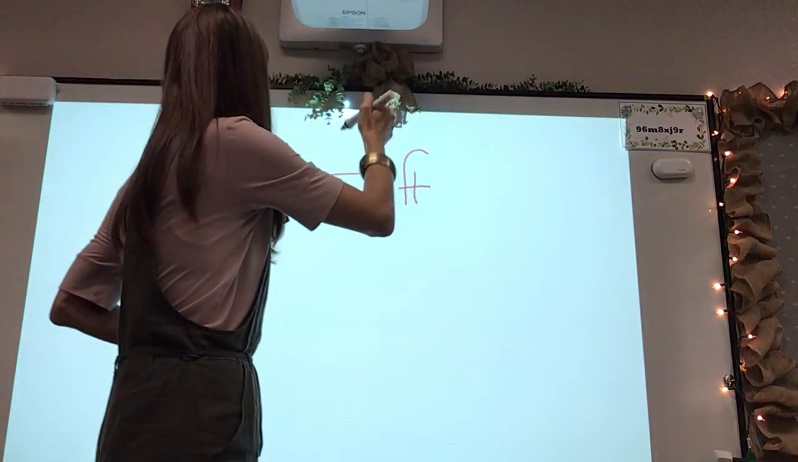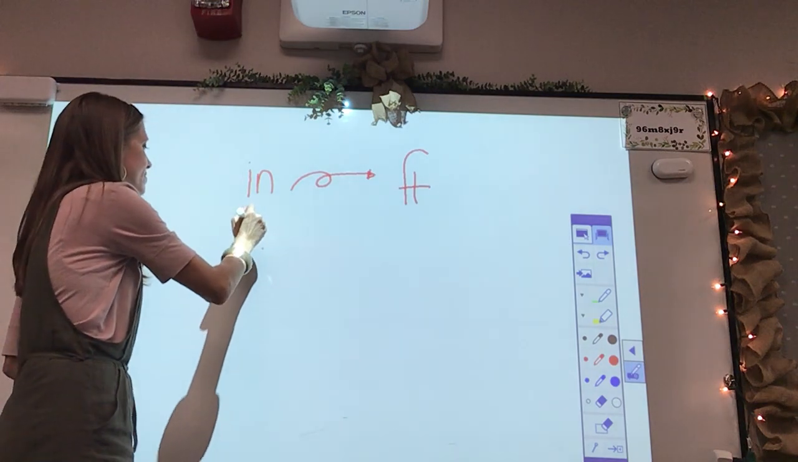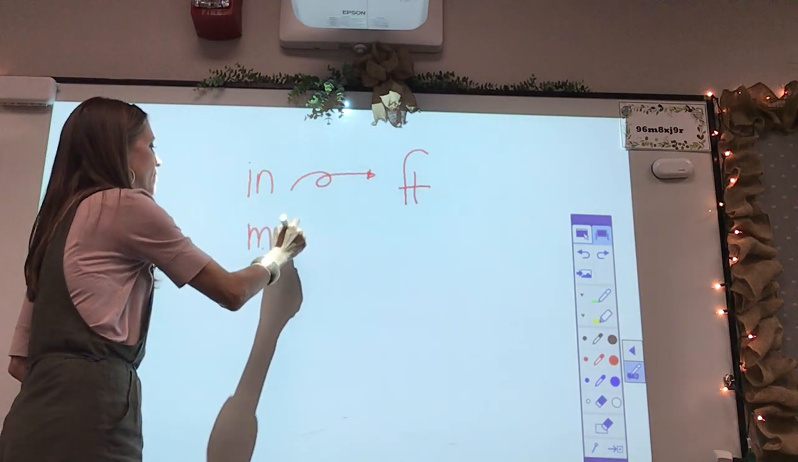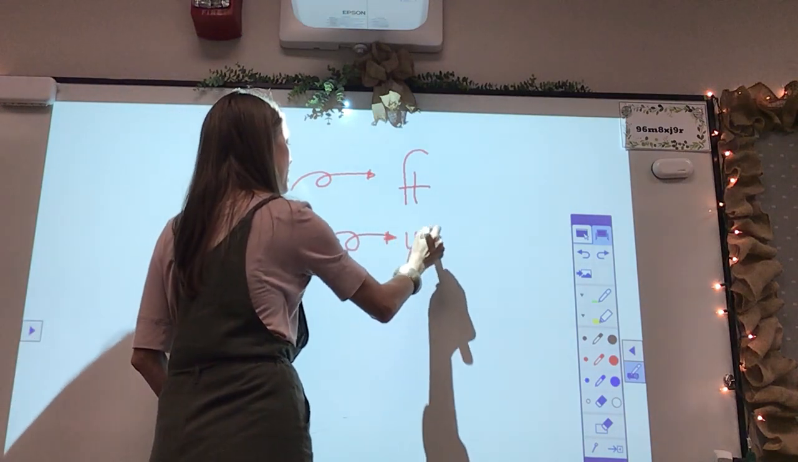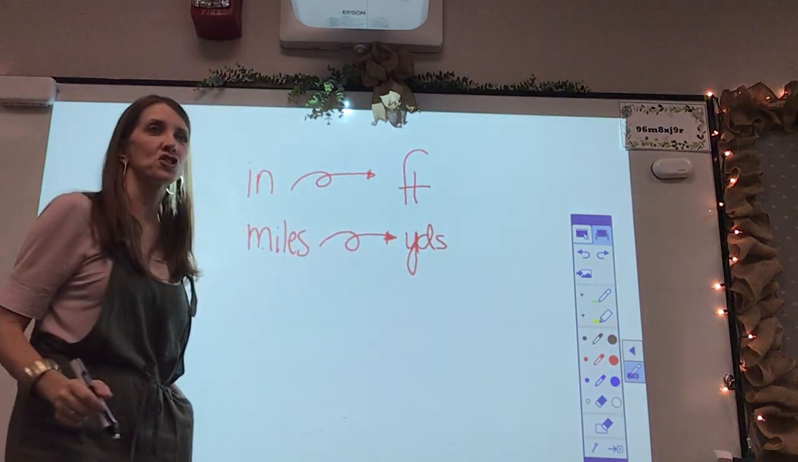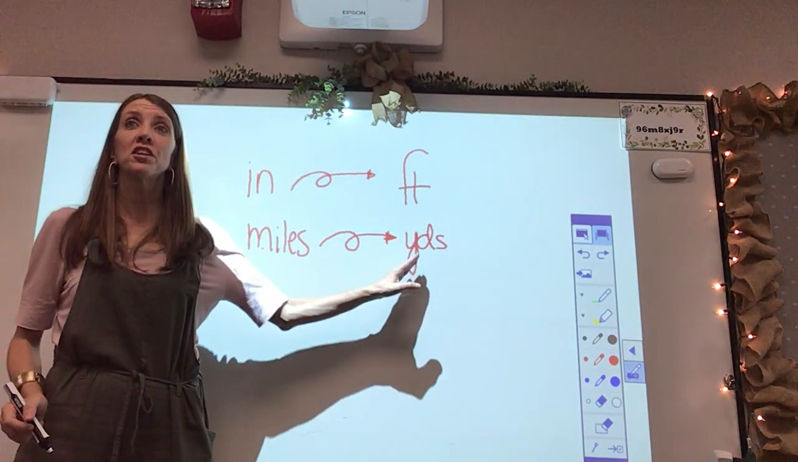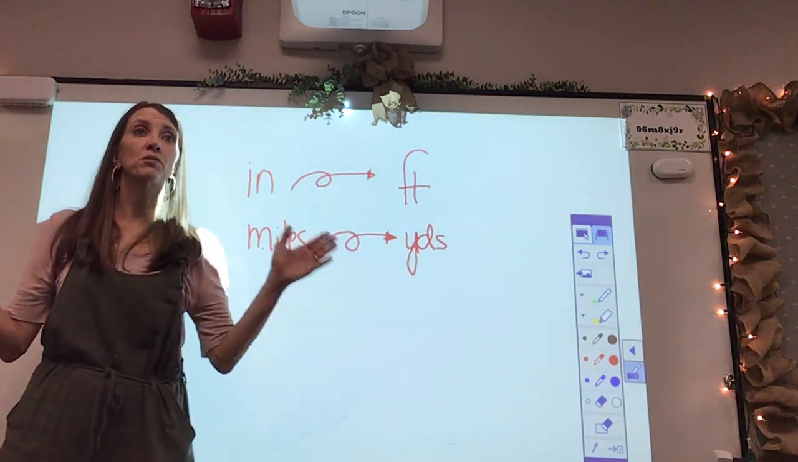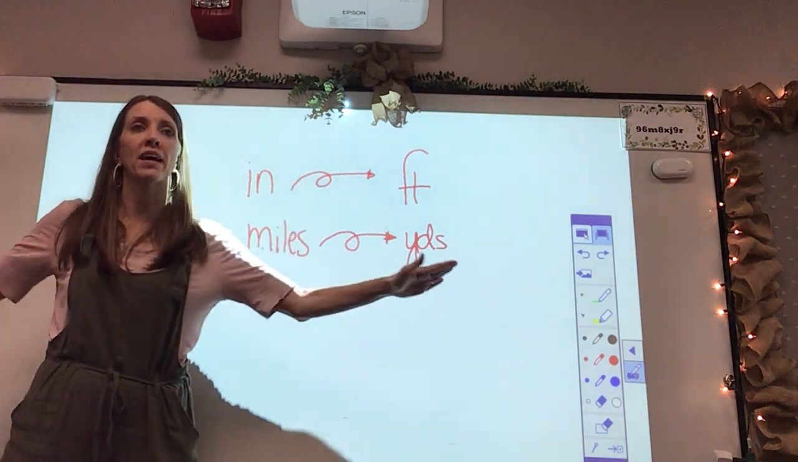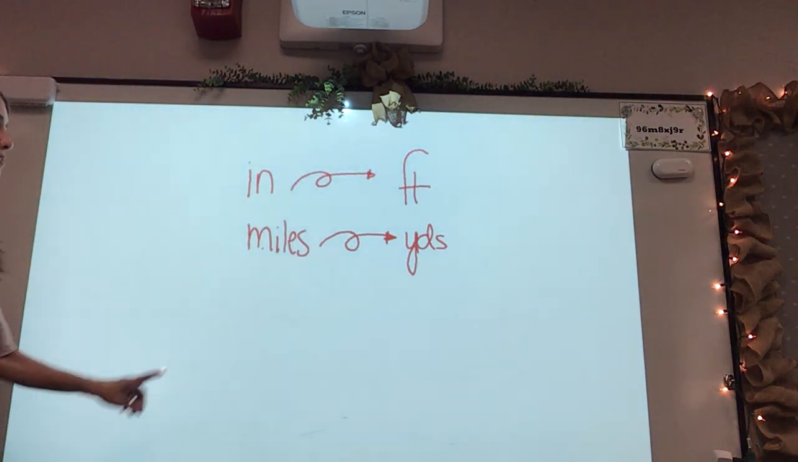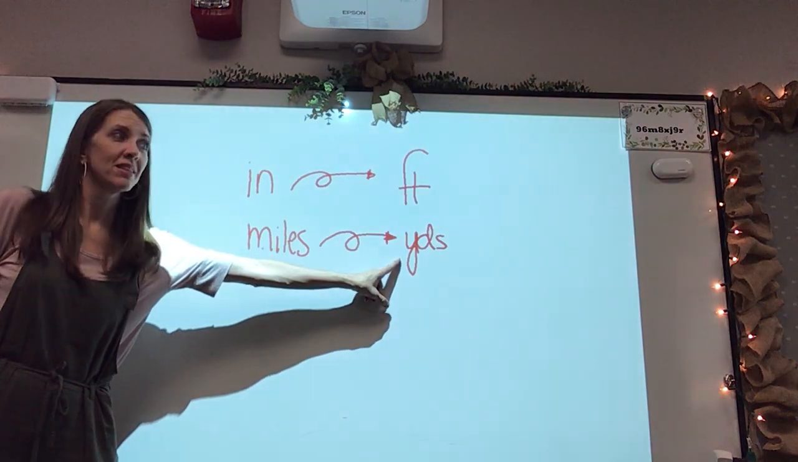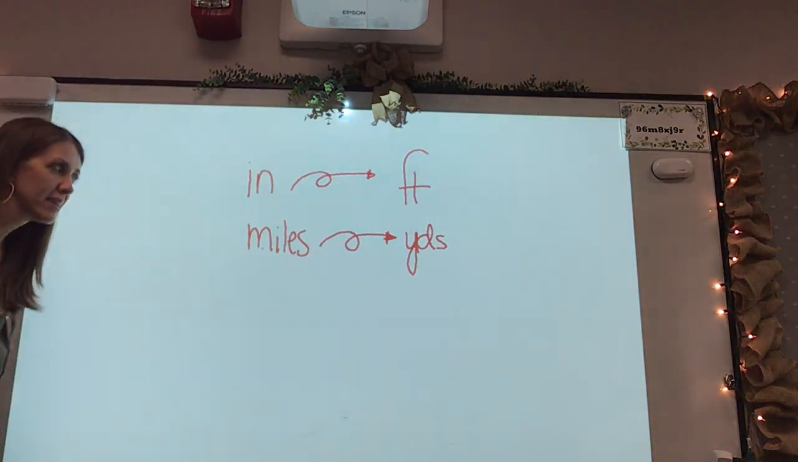All right, how about this one? Can we sit down if we got them wrong? No. Still stand, even though you got it right. Miles to yards. What are you going to do? Small to big, divide. Big to small, multiply. What are you going to do? All you have to do is figure out, are you going big to small or small to big?